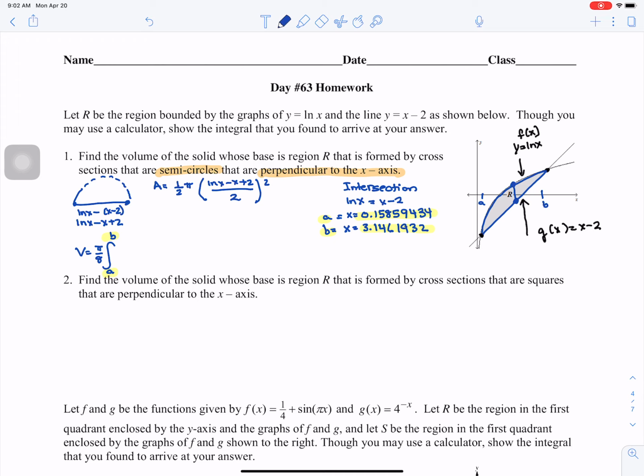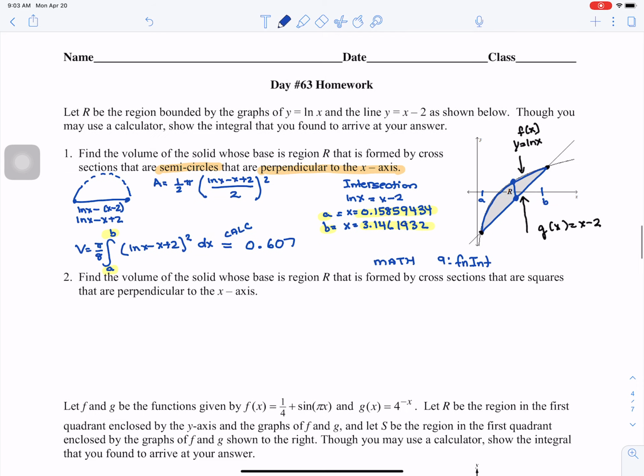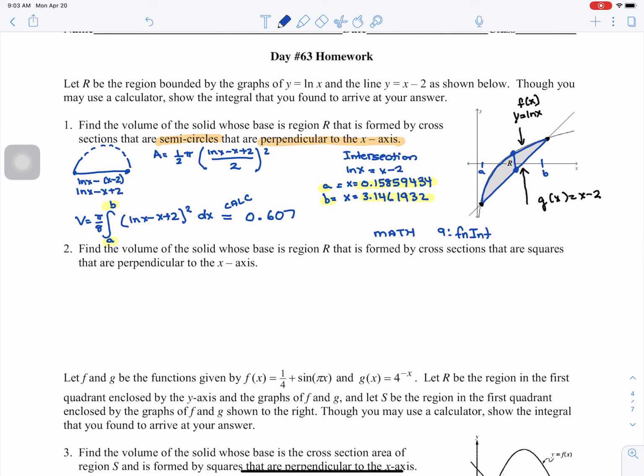Now, my function is ln x minus x plus 2. We square that, dx. Now, you would need integration by parts to integrate ln x, and the rest of it would be the reverse of the power rule. So we are going to use the calculator for this because we haven't learned integration by parts. And when you use the calculator for this, you should get it to work out to 0.607. If you have your TI, it'd be math number 9, which is the function integral, and then it'll help you integrate it.